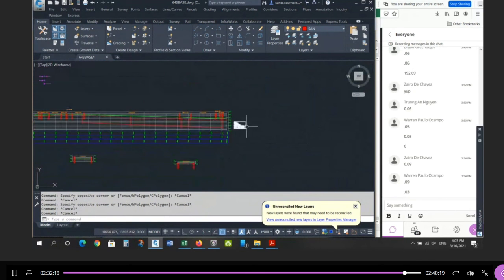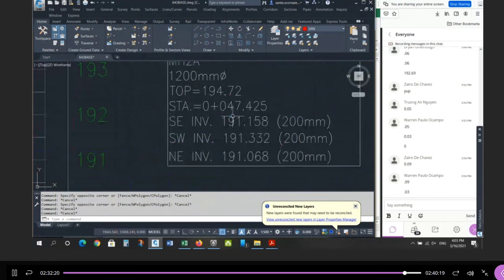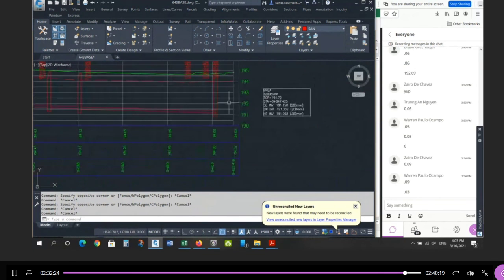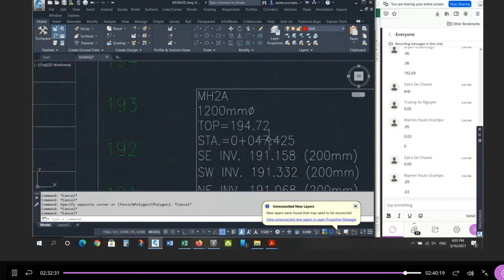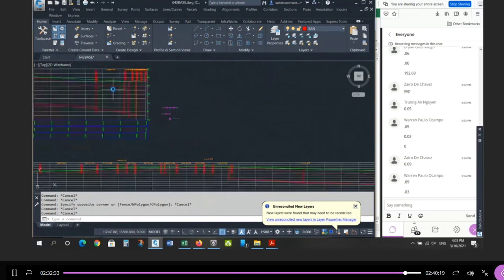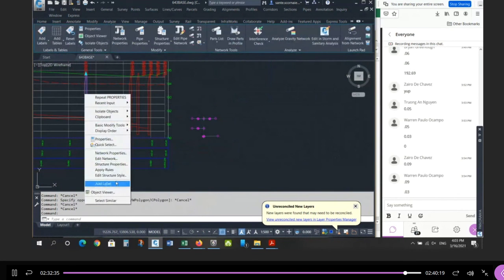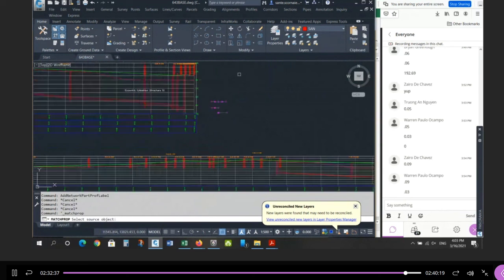So in this case here, this is street B. This is the station value of street A. See how small it is? Look at the station. It should be 600 and something. But it's showing the station value for this maintenance hole on street A. This one. Let's add this label. And let me show you the information.